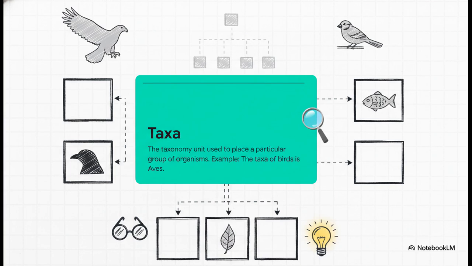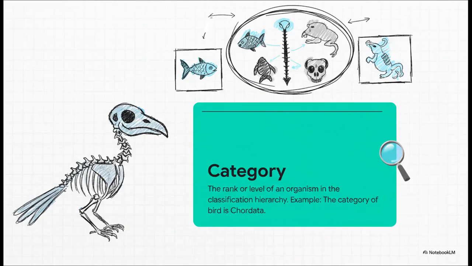Okay, so what are these special groups? They're called taxa. A taxon is basically just a category, like a box, where we put organisms that are similar to each other. For example, all birds, eagles, penguins, sparrows, you name it, they all go into one taxon called Aves. And each of these boxes, or taxa, sits at a specific level, or rank.